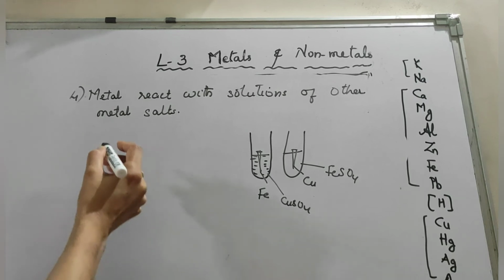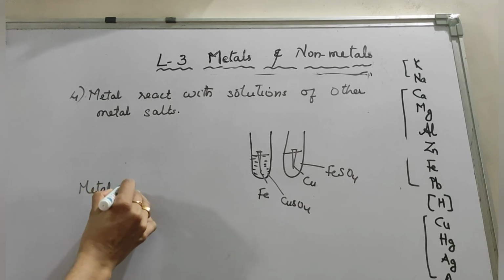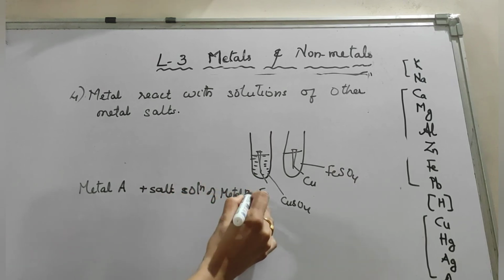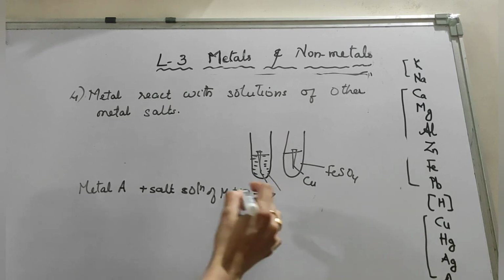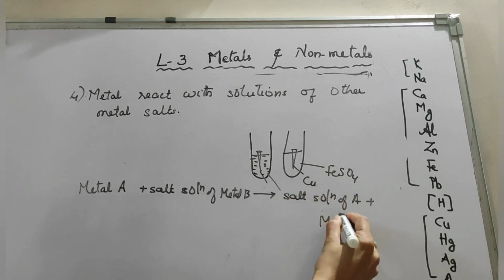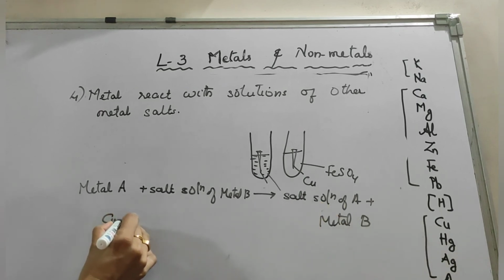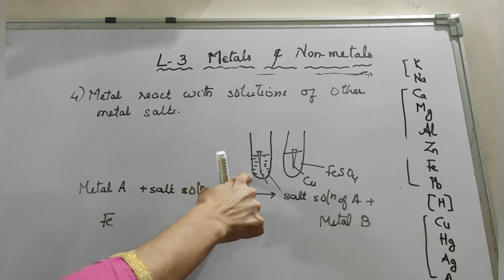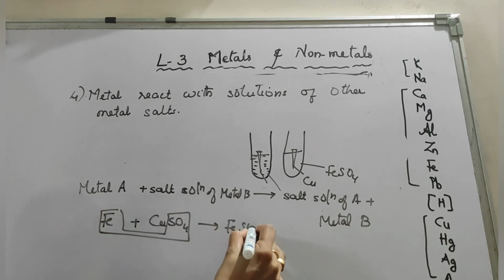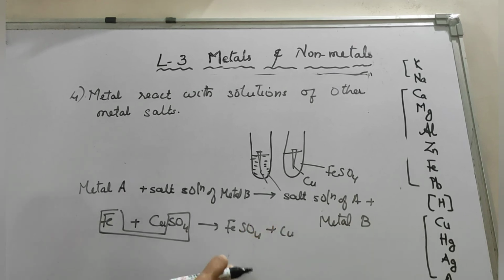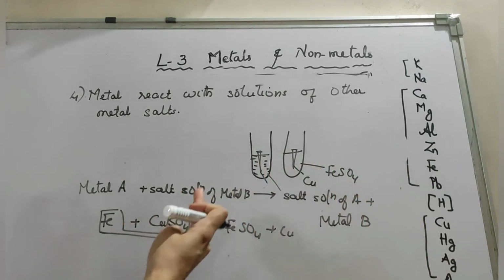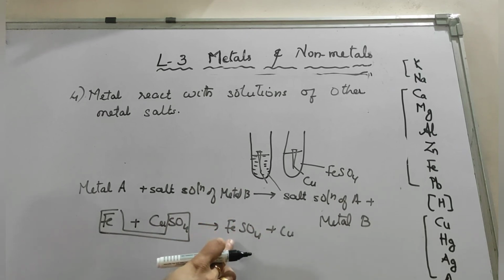Here we can see that a reactive metal displaces a less reactive metal from its salt. That means metal A reacts with the salt solution of metal B to form a salt solution of metal A plus metal B. Iron reacts with copper sulfate solution to give iron sulfate, and copper is displaced. Looking at the reactivity series, iron is more reactive than copper, so a highly reactive metal displaces a less reactive metal. We studied in the second lesson that this reaction is known as a displacement reaction.